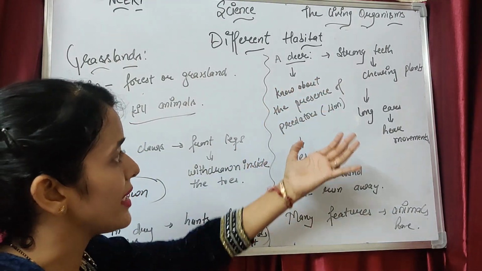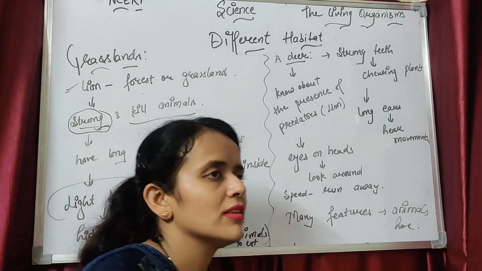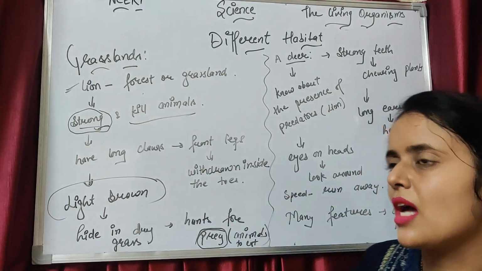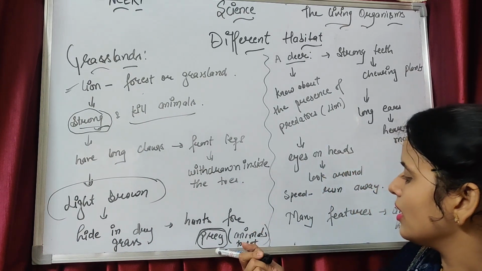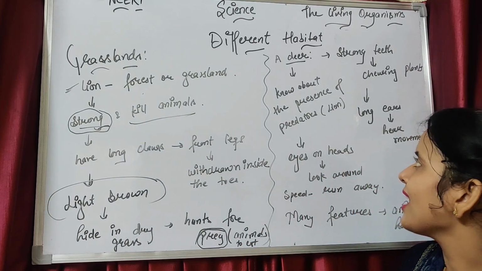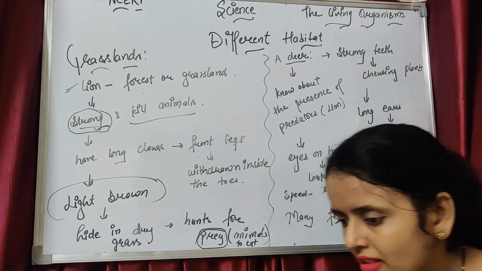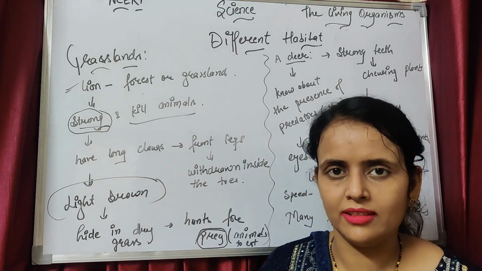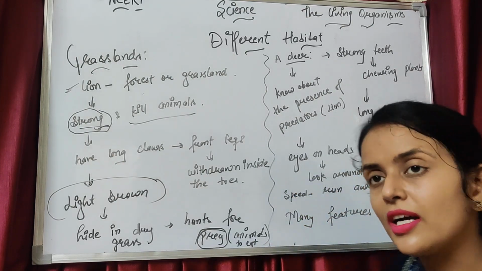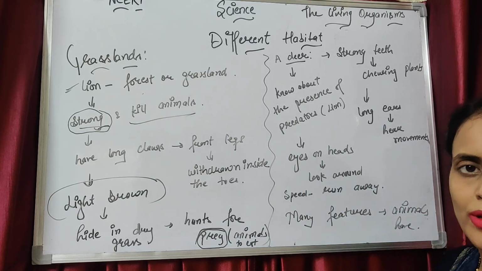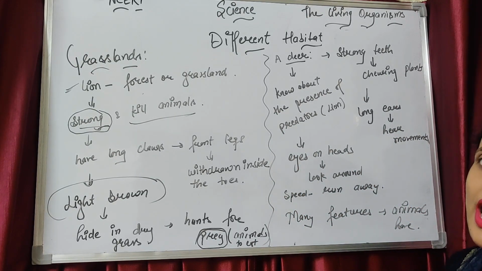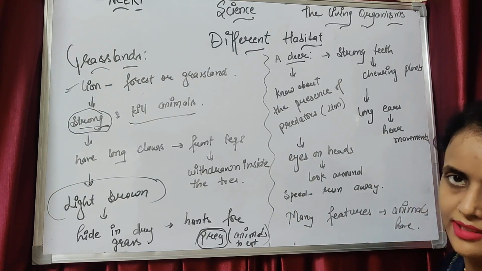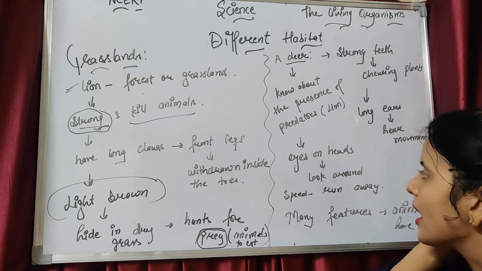Deer know about the presence of a predator. What is a predator? An example of prey is the deer. What is a predator? Here I have written lion. A predator is an animal that has come for the hunt. So deer will know about the presence of the lion, and the lion is known here as the predator.